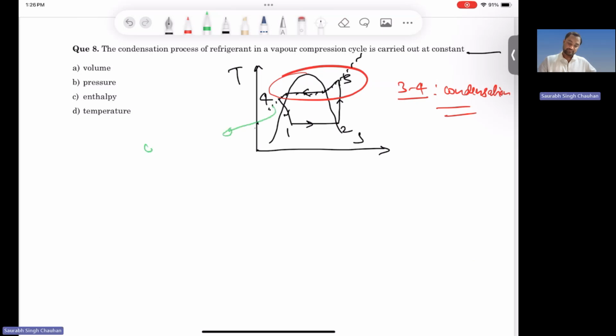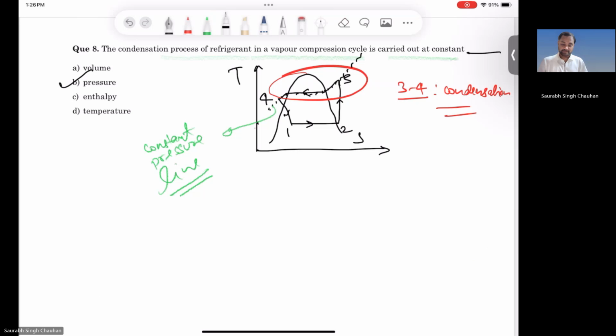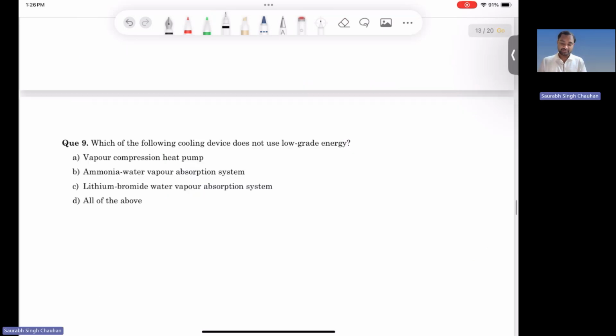This is basically a constant pressure line. The condensation process in a vapor compression cycle is carried out at constant pressure. This was an easy question and I hope this is clear. If there is no doubt, then we will move to question number 9.